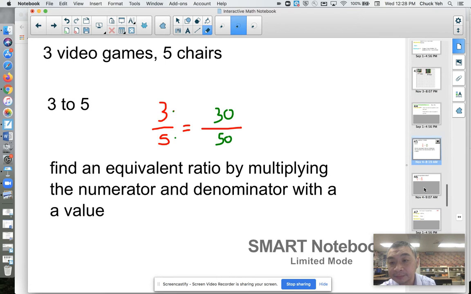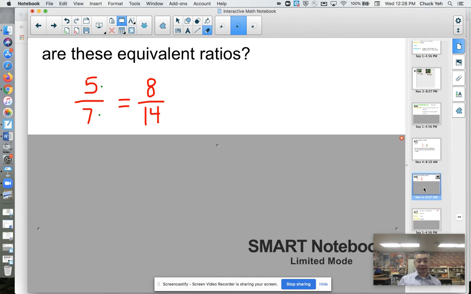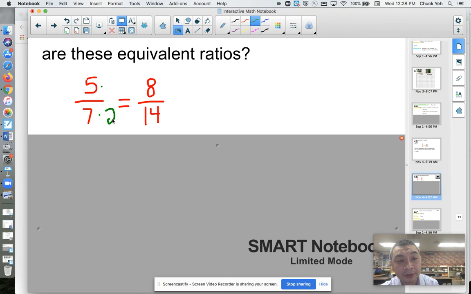All right? So do this one. See if it's equivalent or not. So go pause it. All right, they're not equivalent. One way we can do this is you can cross multiply and they're not going to be the same answer. Also, what's 7 times what is 14? 2. Well, what's 5 times 2? 10. It's not 8, so we know they're not equivalent.